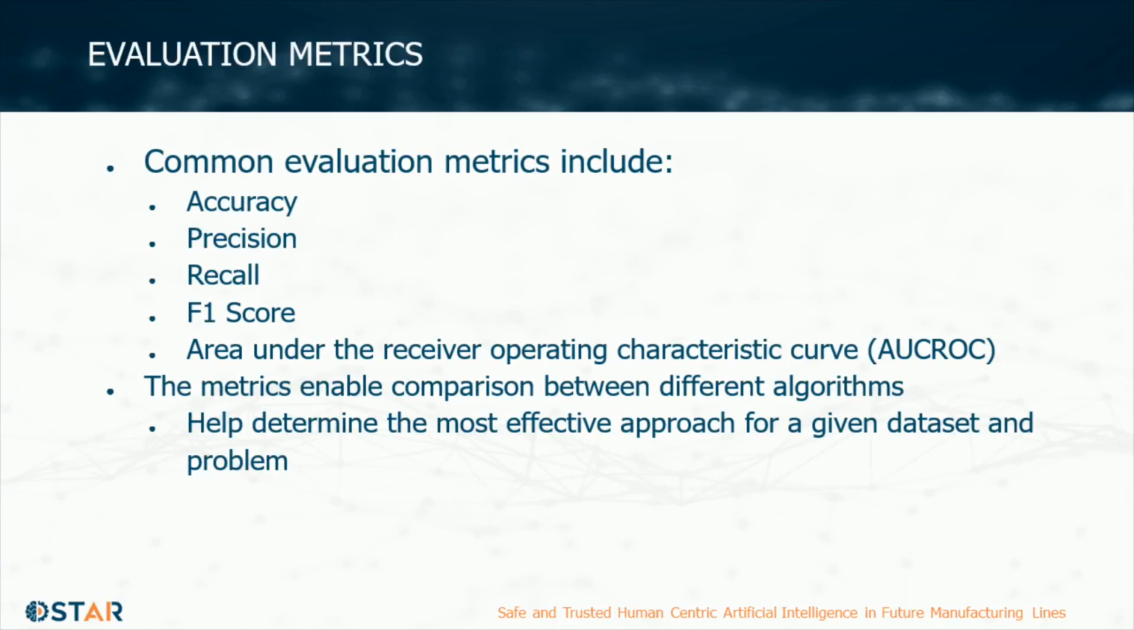6. Evaluation metrics. Evaluating the performance of stream-based active learning algorithms is essential to measure their effectiveness. Common evaluation metrics include accuracy, precision, recall, F1 score, and area under the receiver operating characteristic curve, AUC-ROC. These metrics enable comparison between different algorithms and help determine the most effective approach for a given dataset and problem.